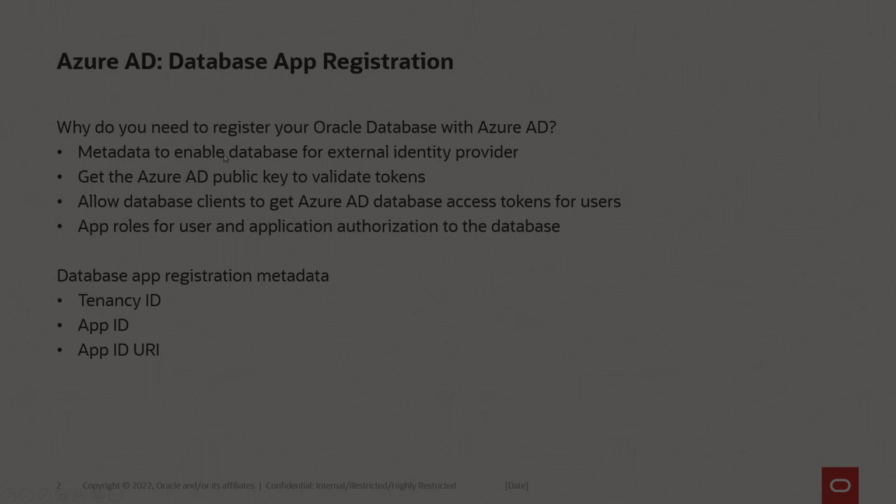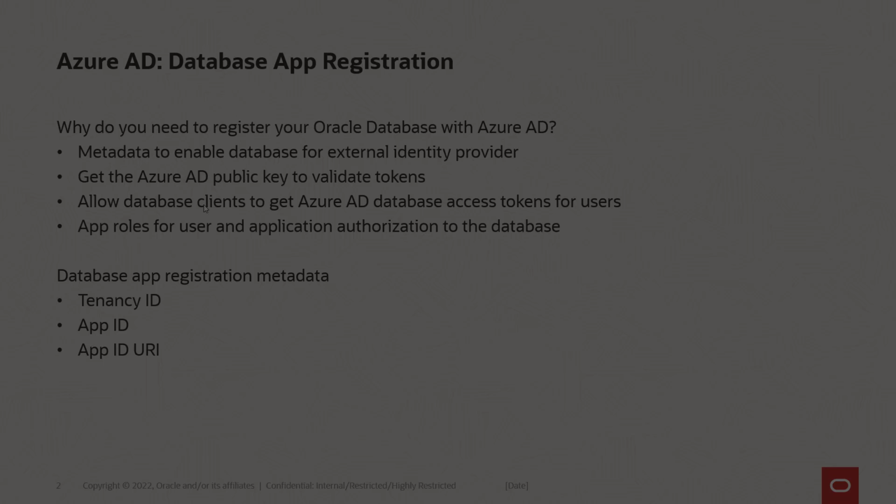And when you register your database with Azure AD, you get the metadata from Azure AD which you take back to your database so you can integrate with Azure AD. This allows you to get the public key to validate your tokens. It also allows you to set up database clients to be able to get Azure AD database access tokens for users and also get them for applications. And then you have app roles. You set app roles for the database for users and applications authorization to the database. This can be done before you even create your database in OCI. This is the first step you need to do.